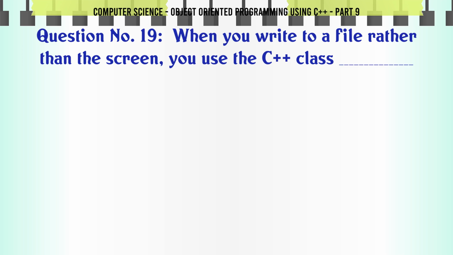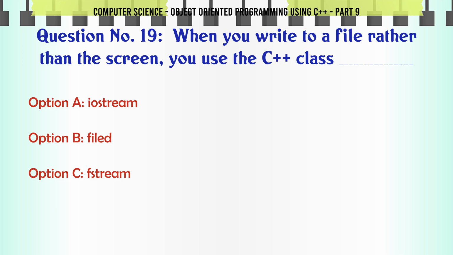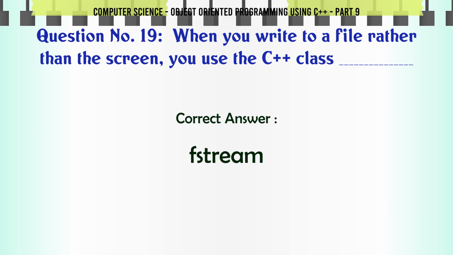When you write to a file rather than the screen, you use the C++ class A. iostream, B. filed, C. fstream, D. disk class. The correct answer is fstream.